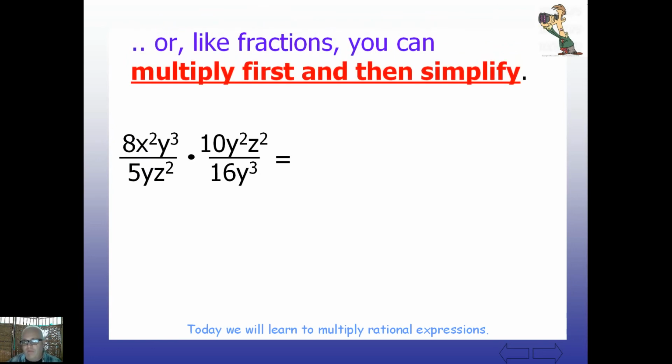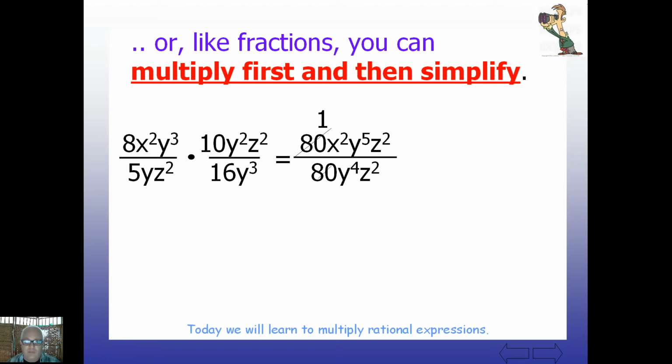Now, you can take another procedure. You can multiply first and then simplify. Maybe this might be something you like better. Instead of doing all that little detail work, how about this? What's 8 times 10? And what's 5 times 16? A little calculation there. Look at that, 80 over 80. How many x's do you have? 2. How many y's do we have? 5. How many z's do you have? 2. And now that we've got all these set up, it's pretty easy to reduce.